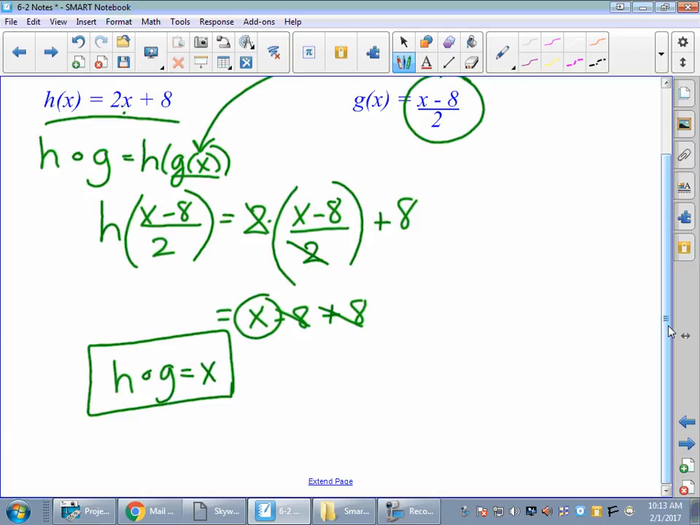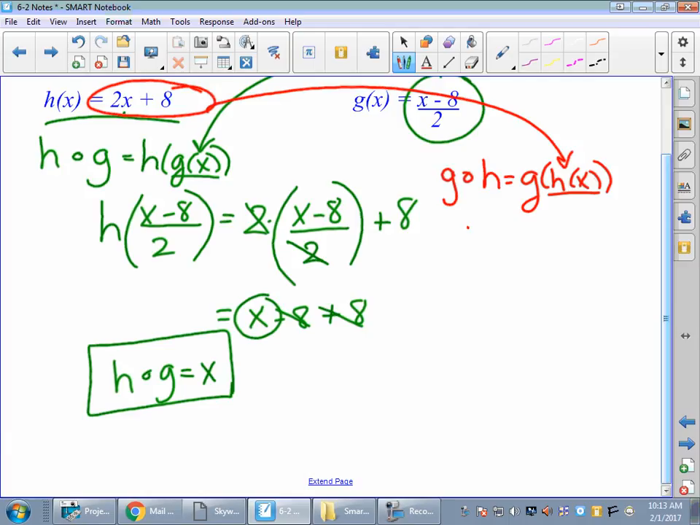So that means we have to keep looking to see if these are inverses. If we didn't get X there, we'd be done. So now what we have to do is continue, and we're going to actually find G composition H, which is really G of H of X. So I can see H of X sitting inside the G function. I'm going to take the H of X function and plug it in. So I have G of 2x plus 8.